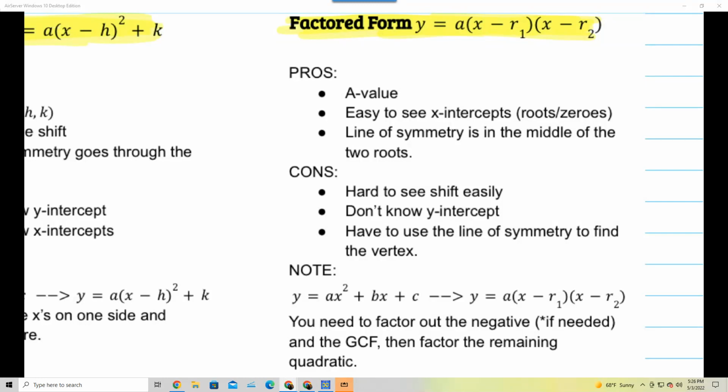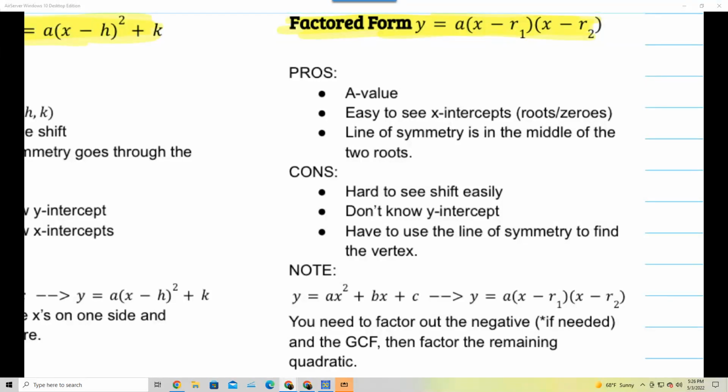So again, just like last time, you can see the a value, and the a value will tell you whether it's concave up if it's positive, or concave down if it's negative. Okay. It's also really easy to see the x-intercepts or the roots or the zeros, and we'll talk about what that means later. The line of symmetry is going to be in the middle of the two roots. So actually, let's talk about it right now. When you do your x-intercepts, you're going to get two dots, right? Those are your x-intercepts. That's where it crosses the x-axis. To find the line of symmetry, you're going to find the middle of those two points, okay? And that's going to give you the line of symmetry.